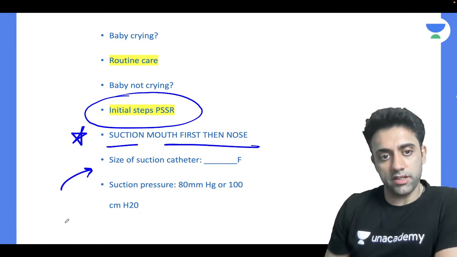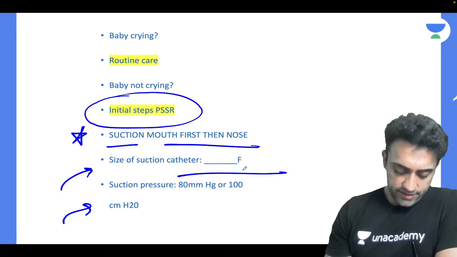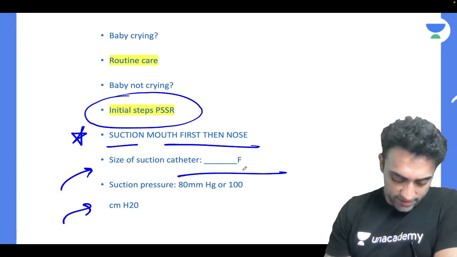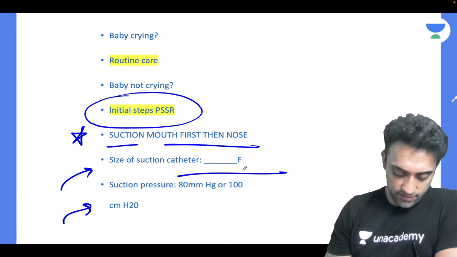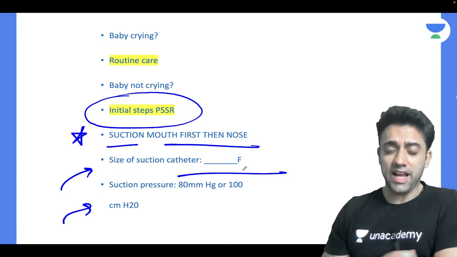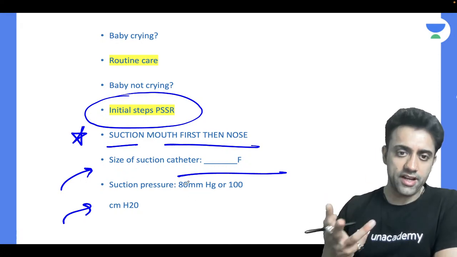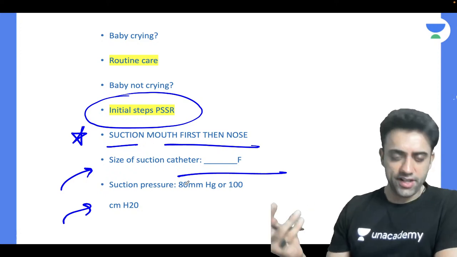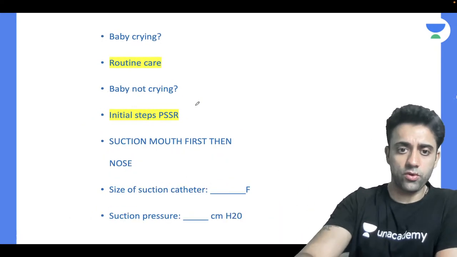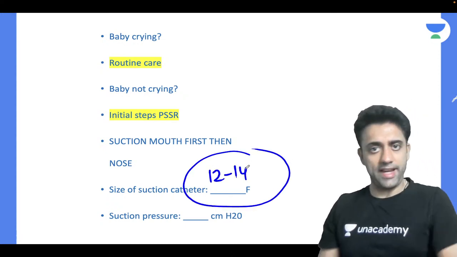Now these are the two questions. Can you please tell me, what is the size of the suction catheter? Mujhe bata do ek bar, please. What is the size of the suction catheter I used to use? 6 French, 8 French, 12 French, 14 French. Yes, the answer to that question is nothing but 12 to 14 French. Remember, 12 to 14 French is the suction catheter size.